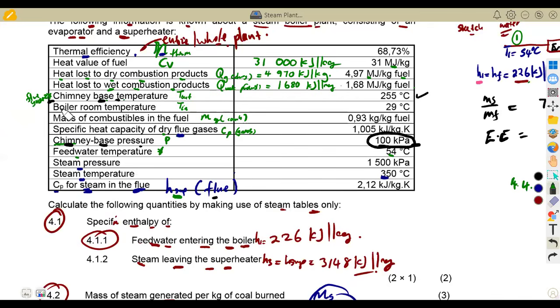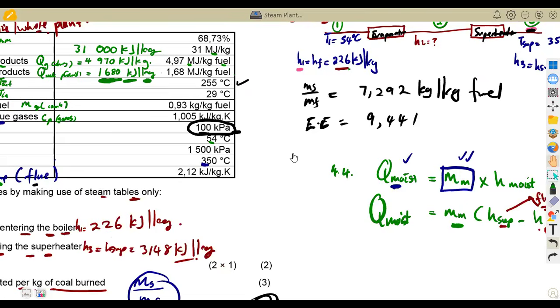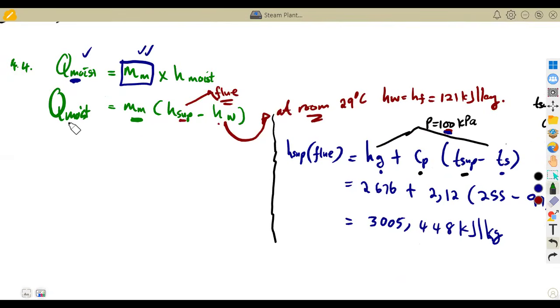What was the input? The heat lost to the waste combustion products. It's 1,680. I said it must be in kilojoules per kilogram. So we have that one in kilojoules. You can just insert that, and we find this one. So 1,680 is equal to the mass of what? Of the moist flue gases.